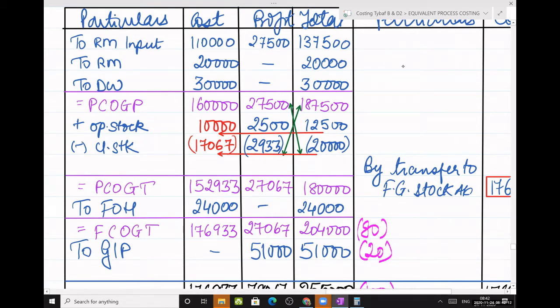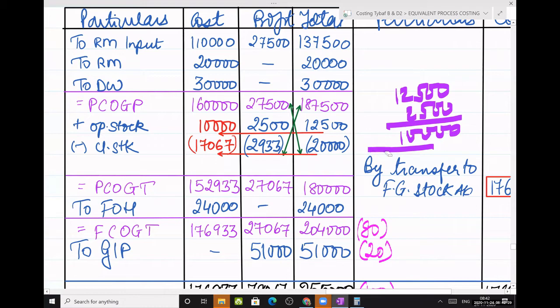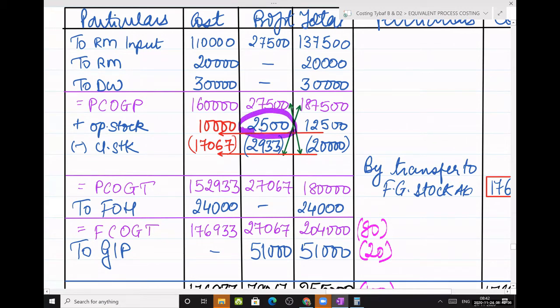So last we discussed was opening stock 12,500. I told you 12,500 is the transfer price, 2,500 is the profit element, the difference 10,000 is the cost price. I've shown a reverse arrow. Reverse arrow means I'm subtracting. What did I tell you? If there is opening stock no profit, then in closing stock there will be profit. That is very important. You have to pay attention.